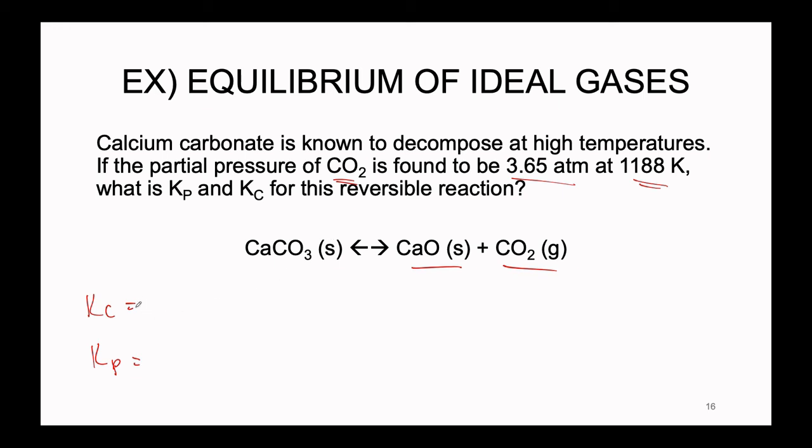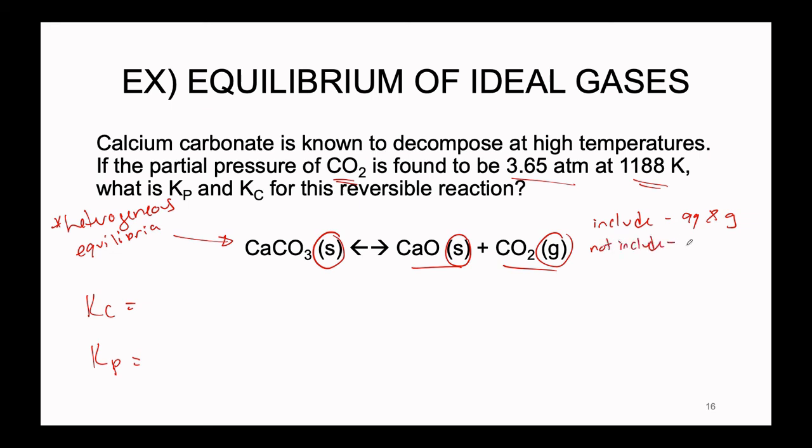Well, when writing out our Kcs and our Kps, we learned back when it came to heterogeneous equilibria, which is exactly what we're working with, that if all of our species are not in the same phase, we are only going to include aqueous and gaseous species. We do not include liquids and solids.